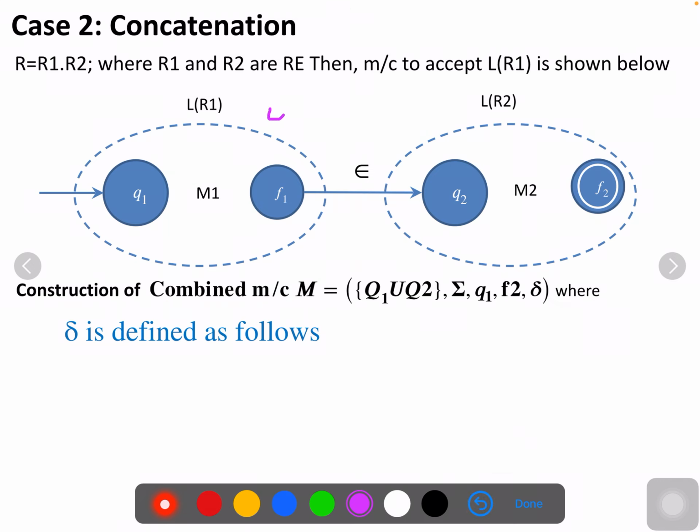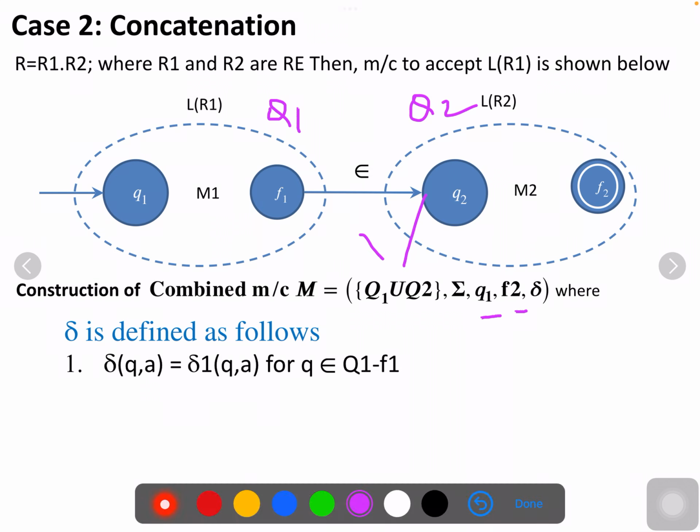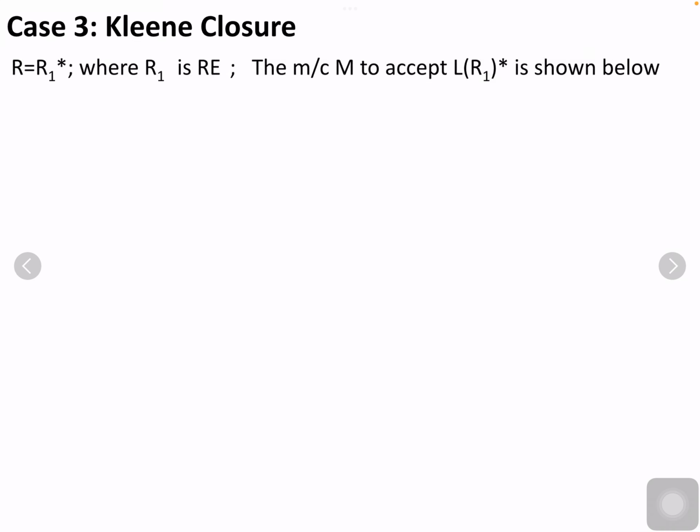This is Q1 and this is Q2. These two are combined. Sigma, Q1, F2, delta. Where delta is, as usual, as I have seen in the previous, we have defined this. Then F1 will go to Q2. These are the transitions.